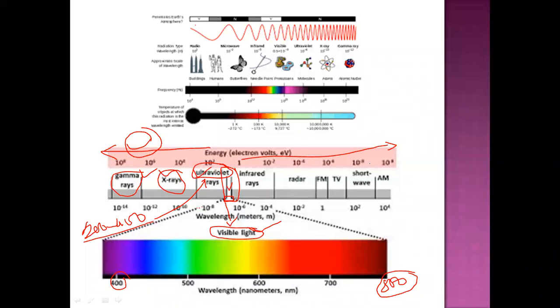Here, we are seeing that from visible to this side, the wavelength of this radiation decreases. Sorry, energy decreases and wavelength increases.